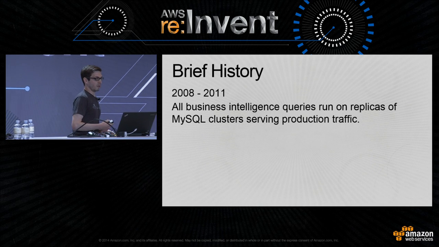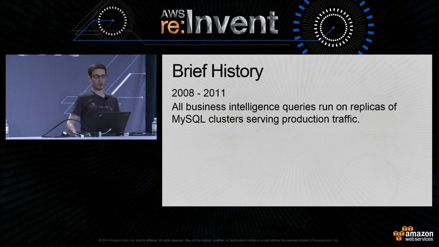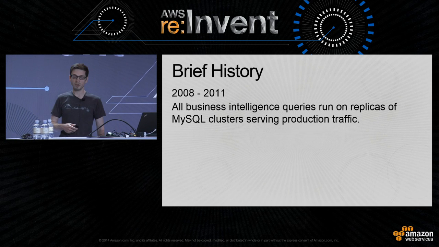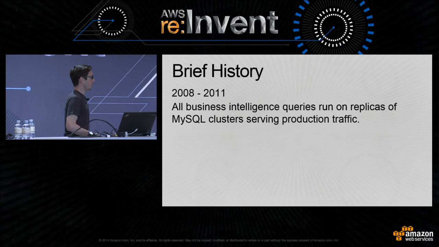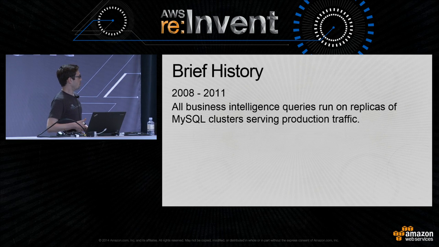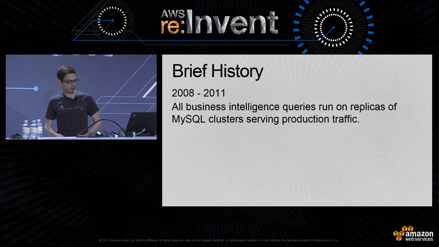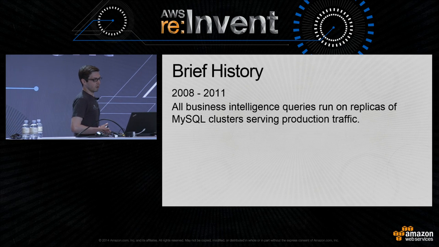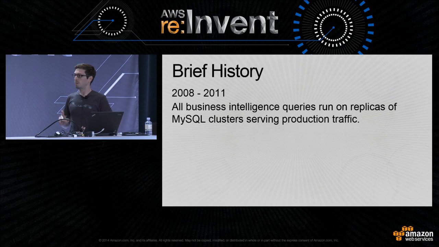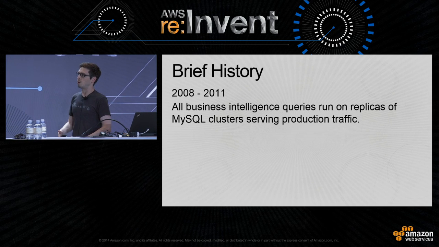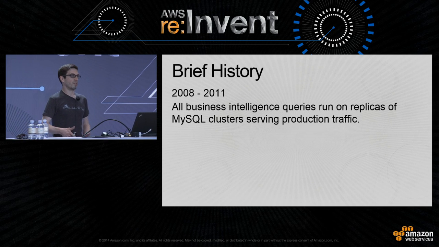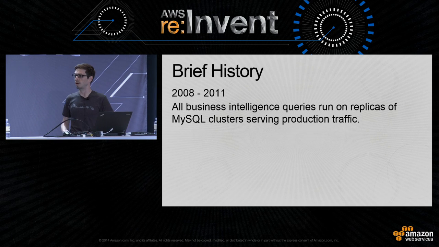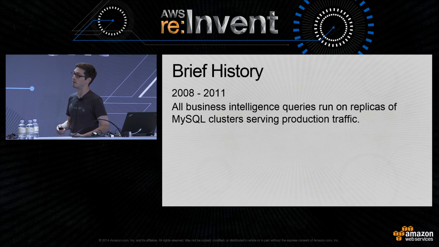In 2008 to 2011, all of our business intelligence queries ran on replicas of our MySQL clusters that were serving the same public traffic for our API. And this worked sometimes, but the way in which our business intelligence queries needed to access data was sort of at odds with the schema. So there were some queries that took either a really long time or were impossible because of the schema.